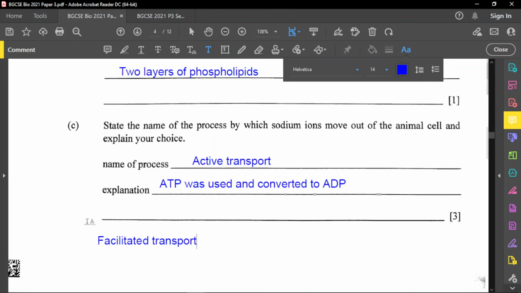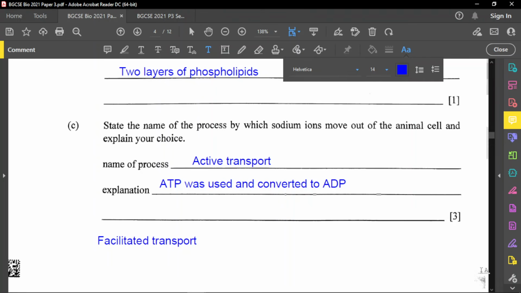So you can make a note that in facilitated transport, protein is used to assist the movement of substances across the membrane. And of course, in this case it doesn't require any energy because it is a passive transport by diffusion. Just to make a note there.